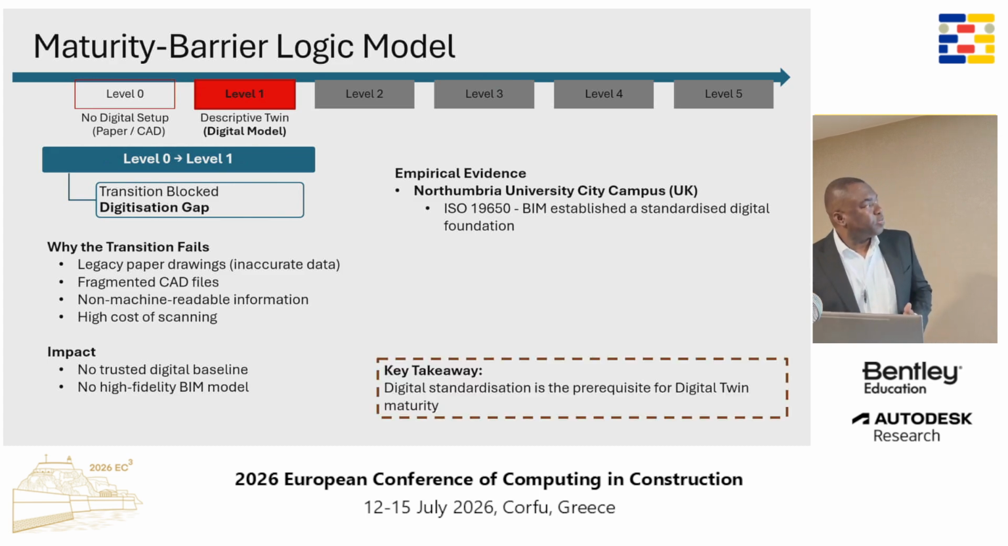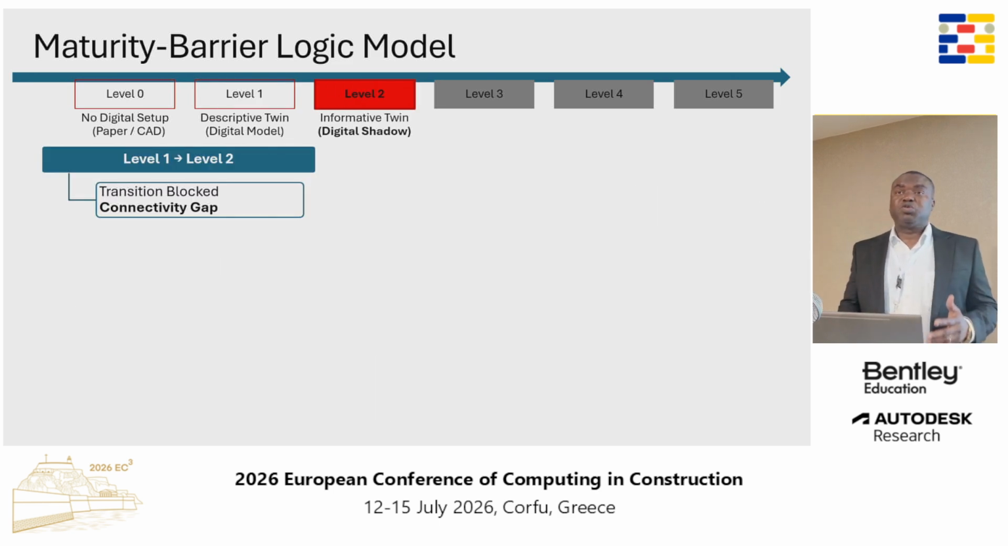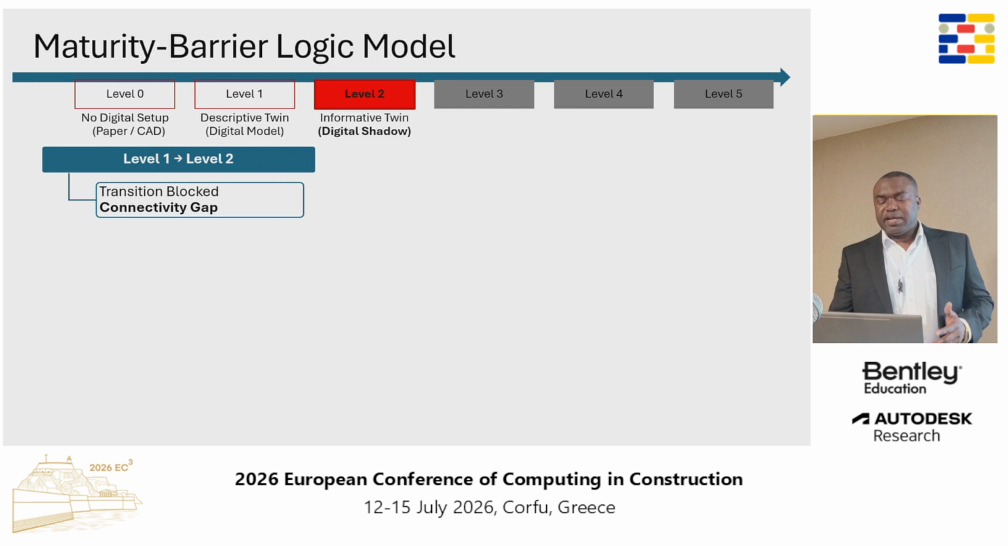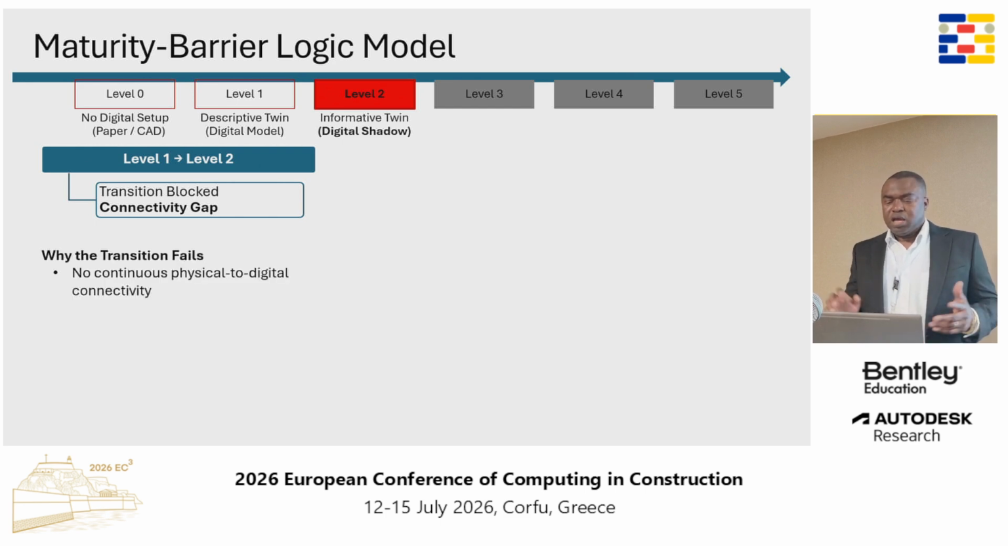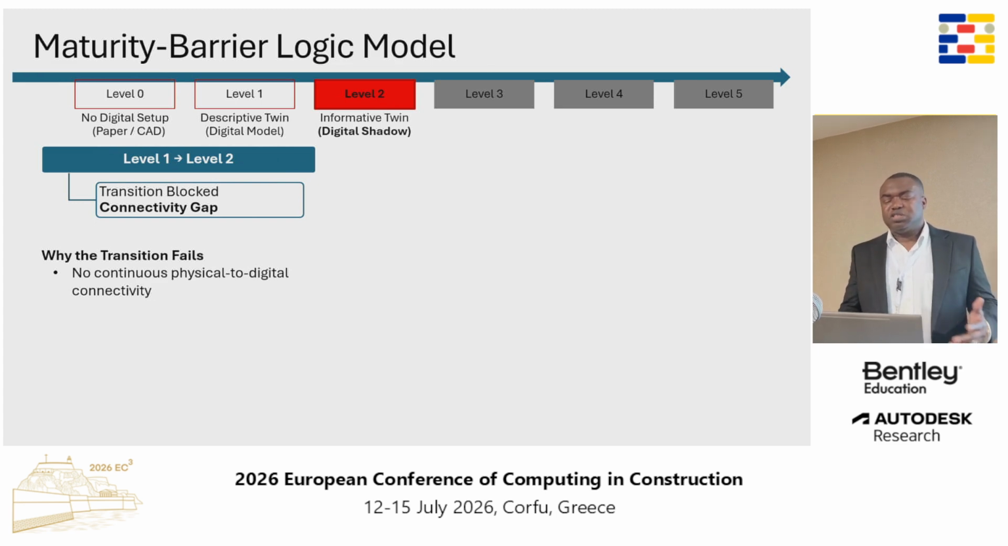When we move from level 1 to level 2, now level 2 is a real-time one-way data flow from physical asset to digital asset models. And the key barrier here is that of connectivity. And this happens because legacy building management systems use incompatible protocols, and the BIM and the IoT are disconnected, and hence data flow is manual or asynchronous, and the virtual model never really reflects the actual operational reality.